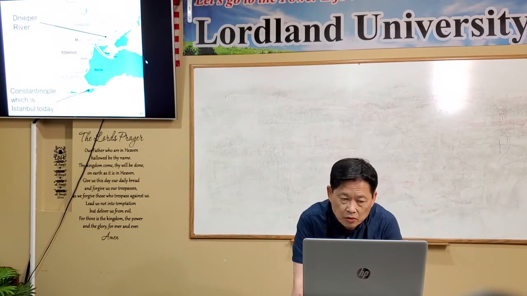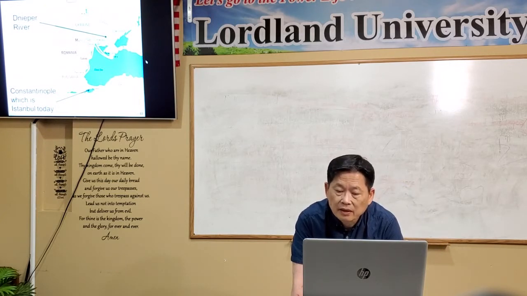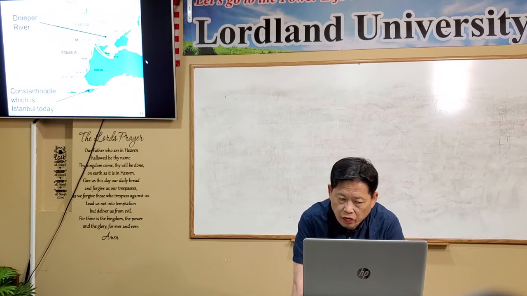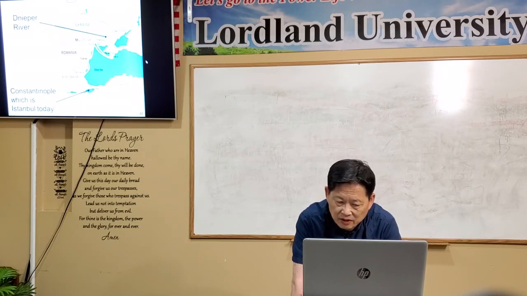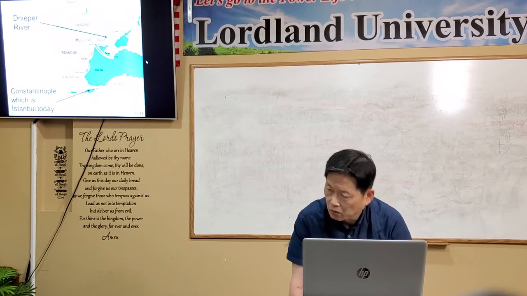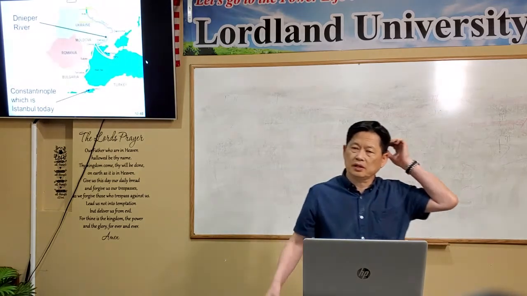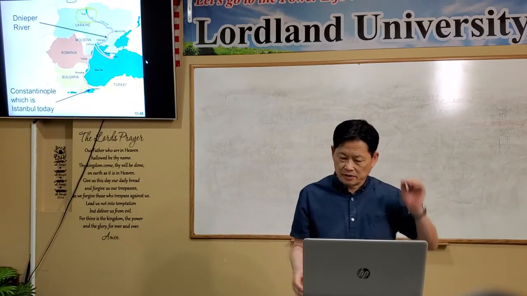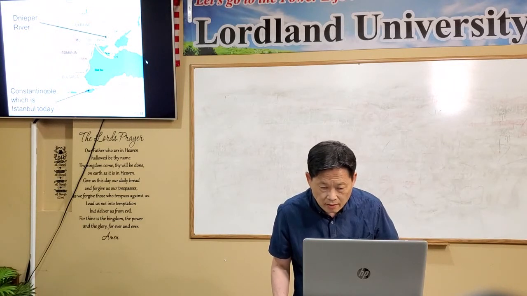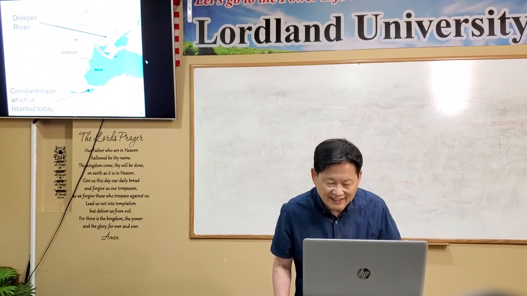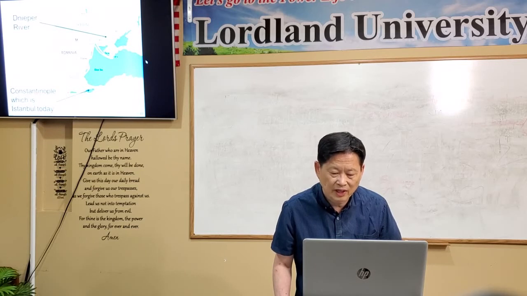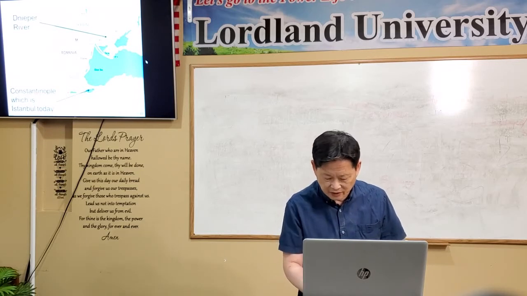This map shows Dnieper River and Constantinople. The Rus Kiev people trade through the Dnieper River to Constantinople. Okay? Dnieper River was the third longest river in Europe. Okay? Red line represented the trade route through the Dnieper River.